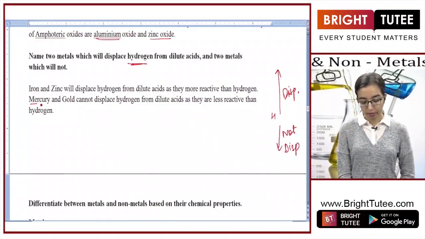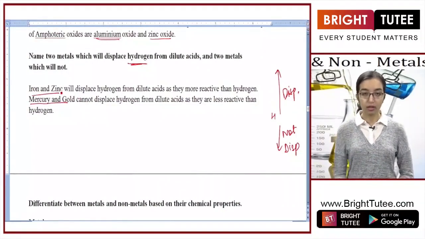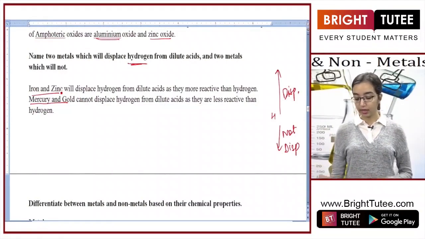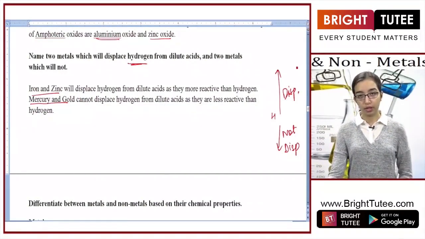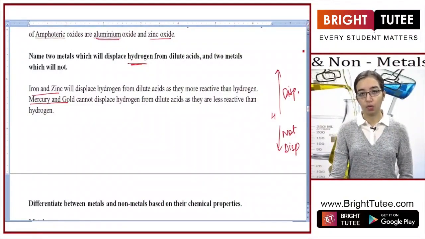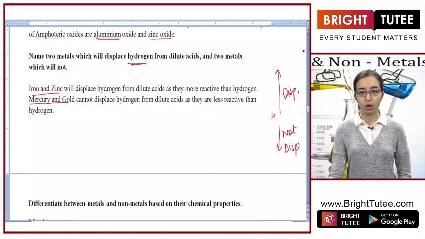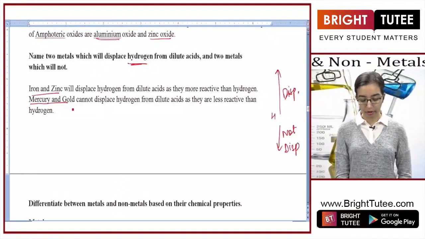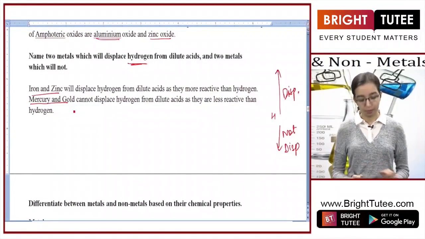We have given mercury and gold here, and iron and zinc. Anything that is above hydrogen, starting from sodium, potassium, aluminium, magnesium, zinc, iron, all of these would displace hydrogen, whereas anything that is below hydrogen like gold, platinum, silver would not. Again, I've given mercury and gold, you can pick any 2.